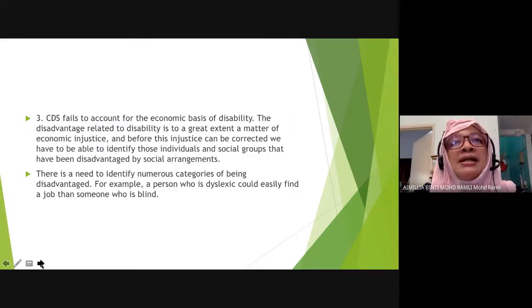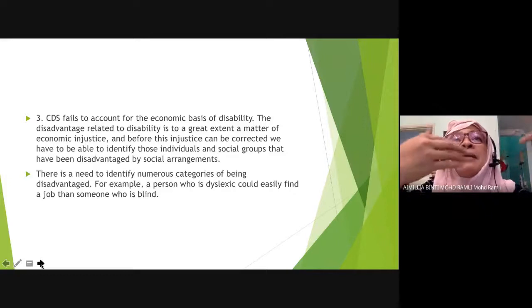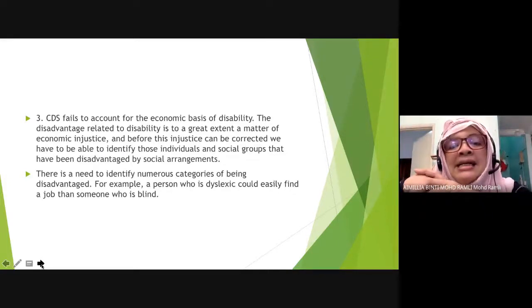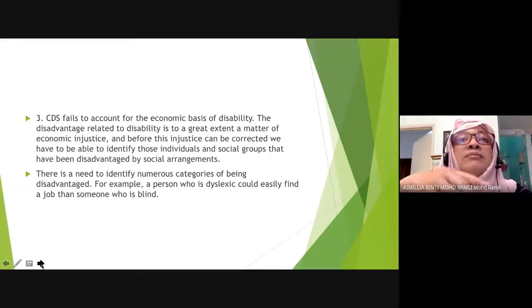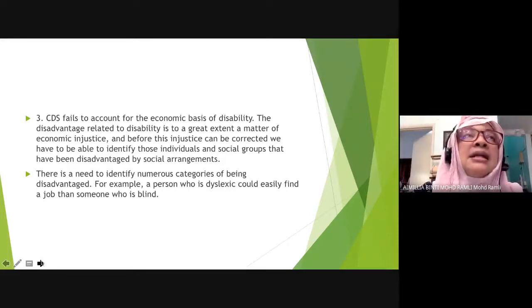If someone is dyslexic, he is disabled because he cannot see the words properly on a piece of a book, for example, but he can get a high paying job. So sometimes CDS does not really focus on the economic problems faced by disabled people, and they need to. Why can a blind person not get as good and high paying a job as the dyslexic one? And they don't focus on actors, for example, who are paid less. Disabled people are sometimes paid less than able people. So this is a problem, but CDS doesn't cover this.